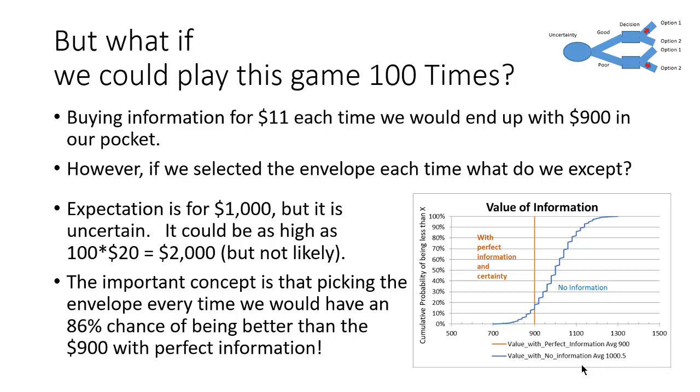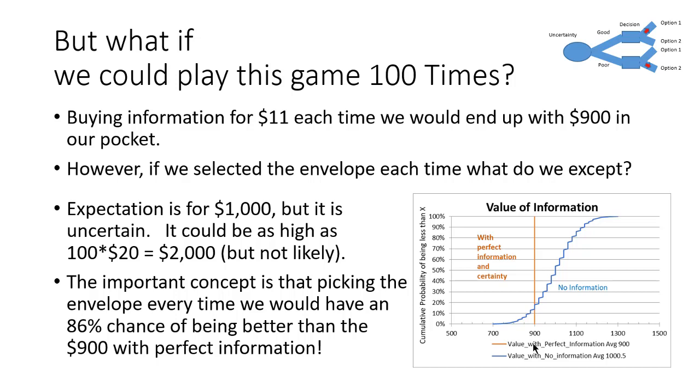But let's change it a little bit. What if I could play this game 100 times? Buying information for $11 each time we would end up with $900 in our pocket. That's reflected by this solid orange line over here. However, if we selected the envelope each time, what do we expect? Well, the expectation is $1,000, but is uncertain. It could be as high as $2,000, but that's really not very likely.